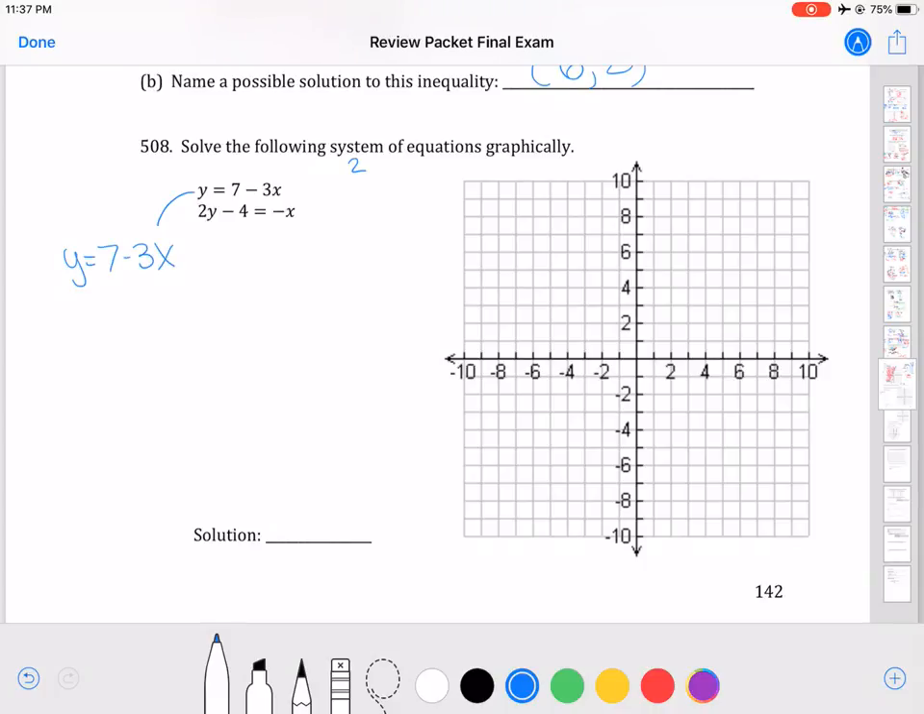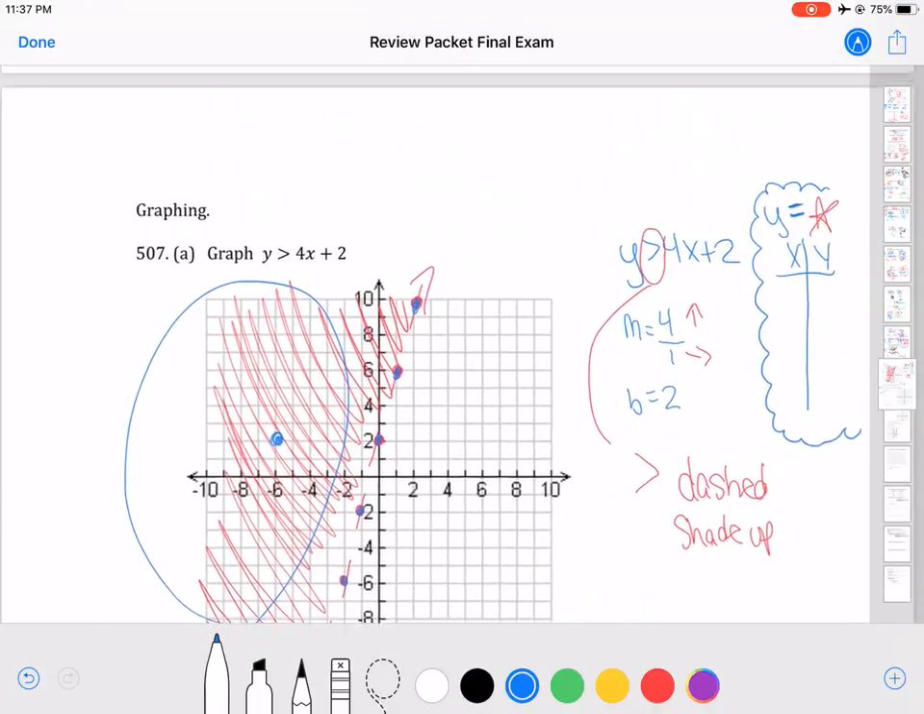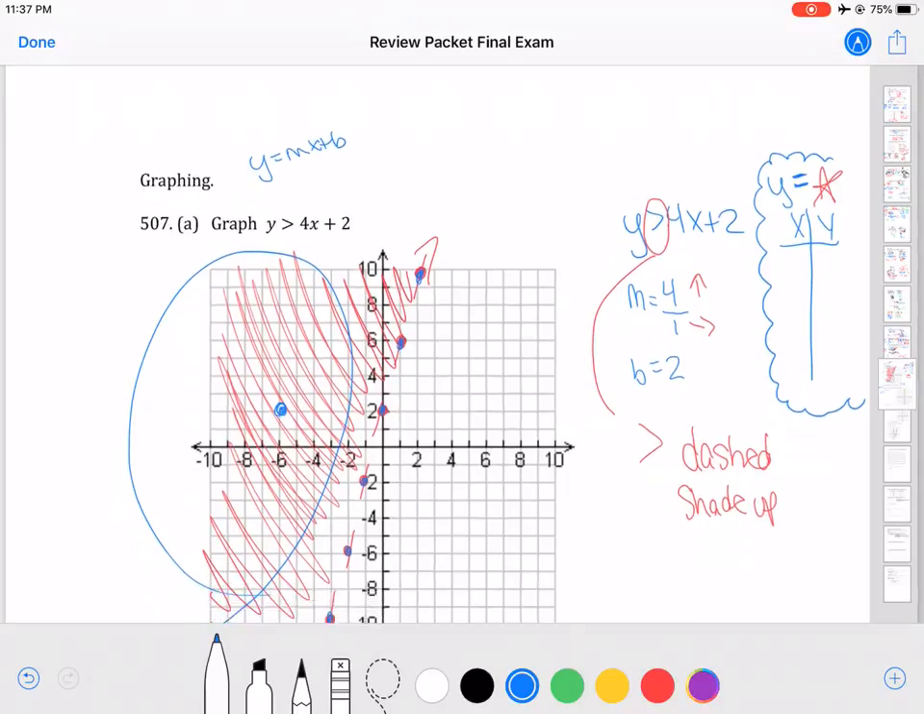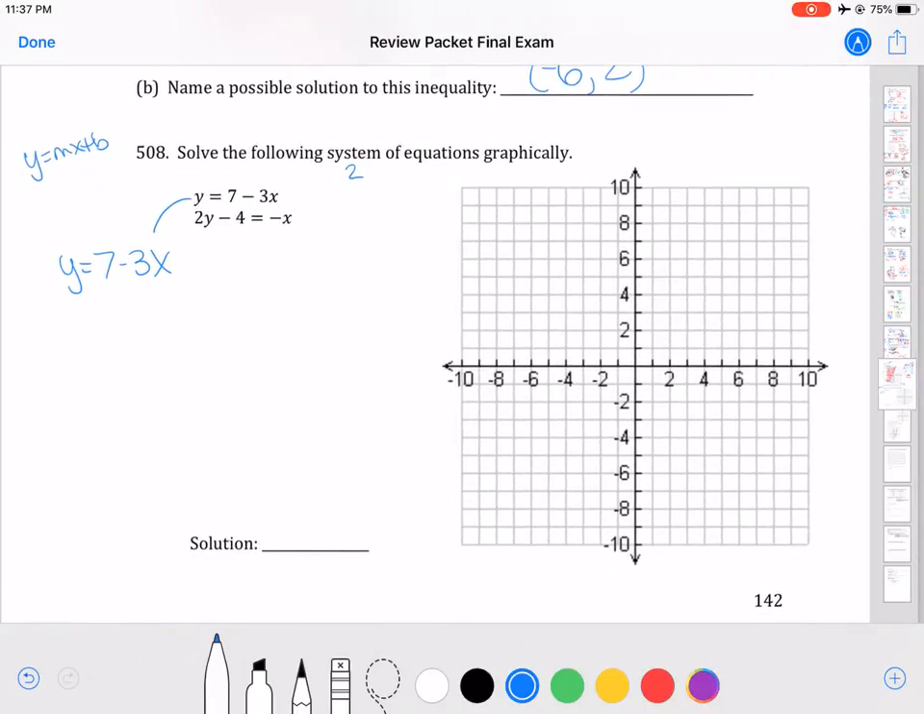So I have y equals 7 minus 3x. That's in y equals mx plus b form. That's exactly what I need to start graphing. And I forgot to mention that up here. This one was already in that y equals mx plus b form, so I didn't have to alter anything. It was good to go just like this one is.